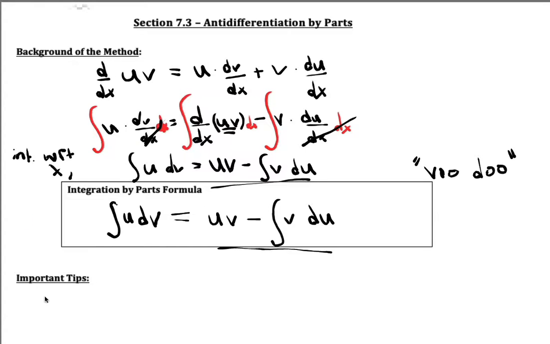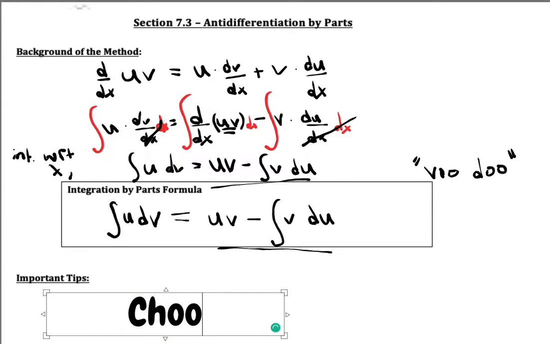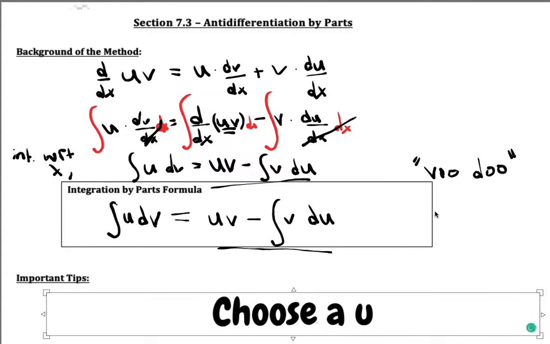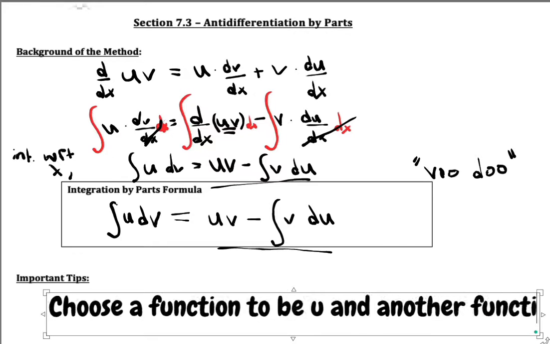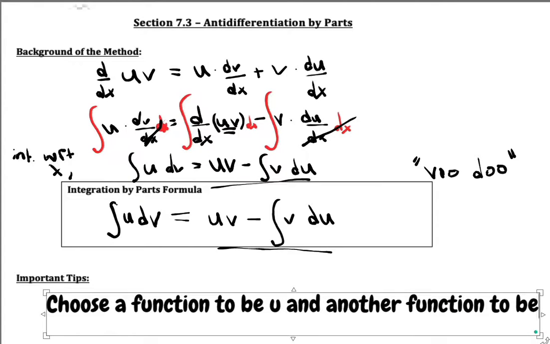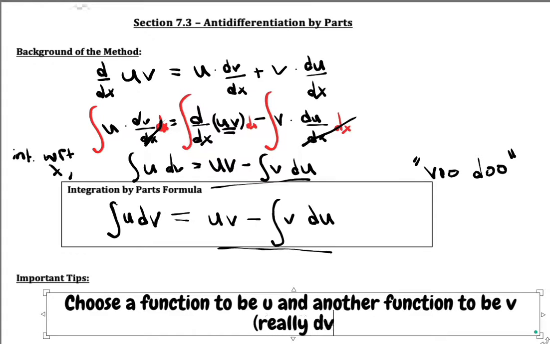Okay, so how do we use this method? Well, you need a couple of important tips. The first thing is, in general, you're going to be choosing a u. A couple of bullet points. You're going to choose a function to be u and another function to be v. It's actually going to be really dv, but I'll just say u and v for now, and we'll see that method in a second. But your choice of which function is which depends on a couple of things.